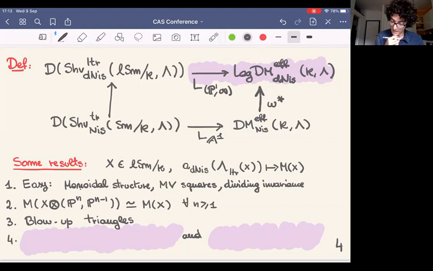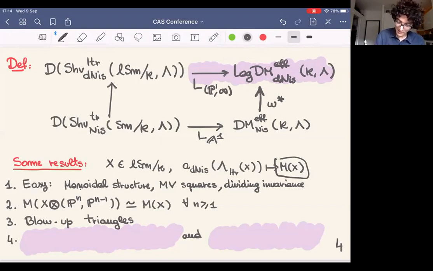Okay, so let me denote as usual by M of X the motive of X. That's the image in logDM of the dividing Nisnevich presheaf with transfers Z_tr of X. So it's an almost immediate consequence of the construction that this category logDM inherits a monoidal structure, that you have Mayer-Vietoris squares for strict Nisnevich covers, and that you have dividing invariance.